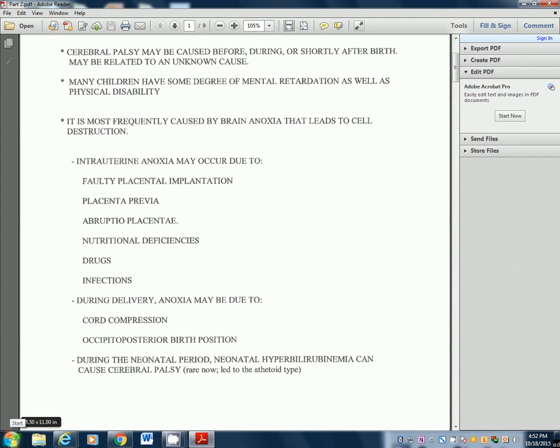It is most frequently caused by brain anoxia that leads to cell destruction. And we know when we have brain anoxia, we will have cell destruction. Intrauterine anoxia can occur due to faulty placental implantation, placenta previa, abruptio placenta, nutritional deficiencies, drugs, and infections. Some of these things y'all learned about or should learn about in OB. Now, during delivery, anoxia can be due to cord compression or the OP birth position.